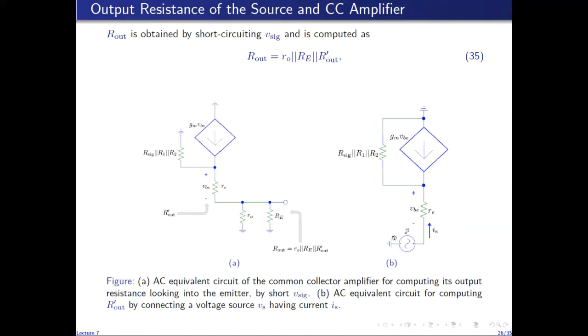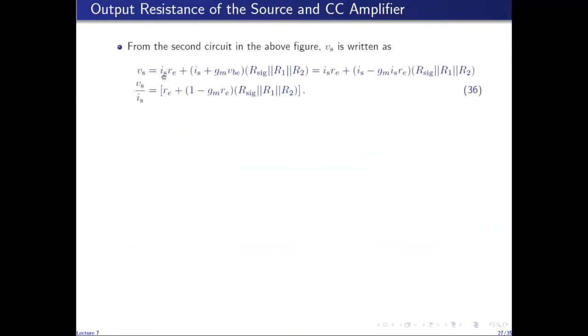So if you notice, then Vs is given by a voltage drop across Re plus the voltage drop across this equivalent resistance. So voltage drop across Re is Is Re, and the voltage drop across this resistance is the current through this resistance times this resistance. So the current through this branch is Is plus gm VBE. So Vs is actually Is Re plus (Is plus gm VBE) times the resistance in that branch.